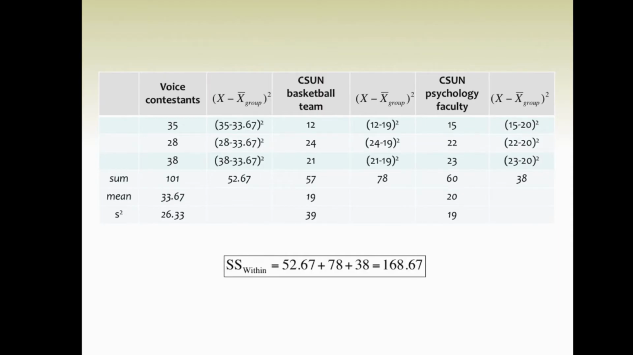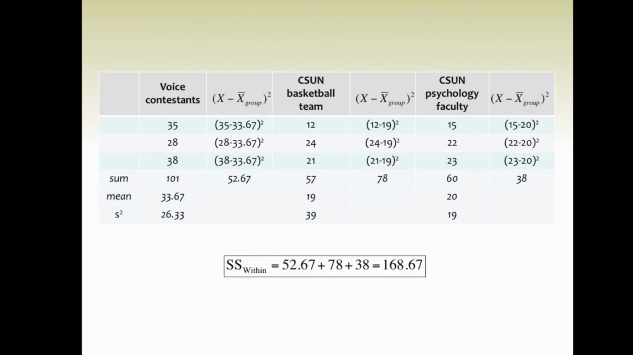Okay, so the sum of squares between goes on the top part of the fraction. The sum of squares within goes on the bottom part of the fraction. Now it's a variance again. It's a bunch of squared deviations. But this one, as I mentioned before, is the variance within each of the groups. So you take a variance for the first voice contestant there. The deviation squared is 35 minus 33.67. The 35 is that person's individual score, and the 33.67 is the group mean.